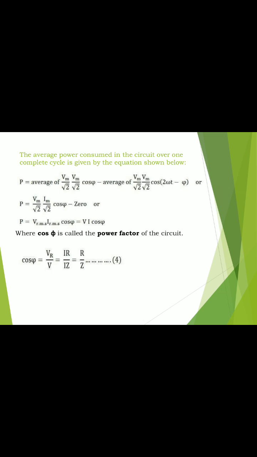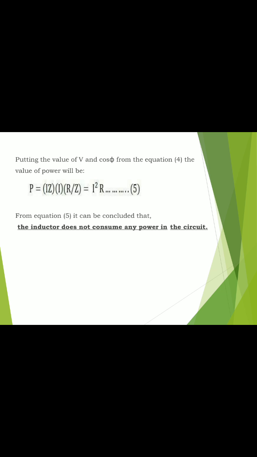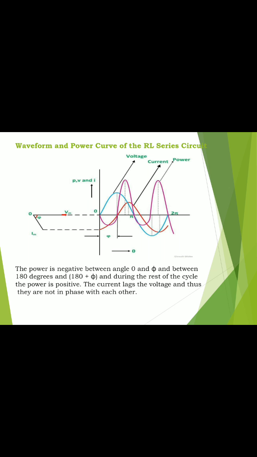The average power consumed in the circuit over one complete cycle is given by the equation shown below. P is equal to Vm upon root 2 into Im upon root 2 cos phi. Summing all the equations, we can get P is equal to I square R. From equation 5, it can be concluded that the inductor does not consume any power in the circuit.